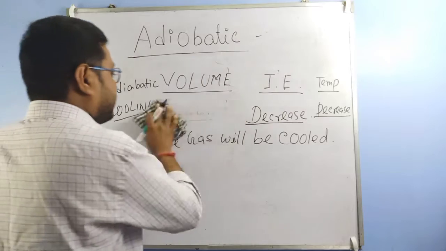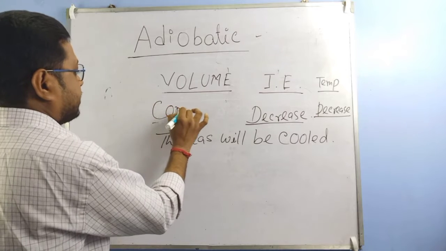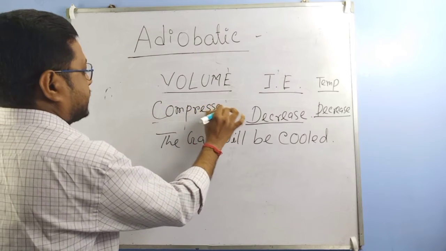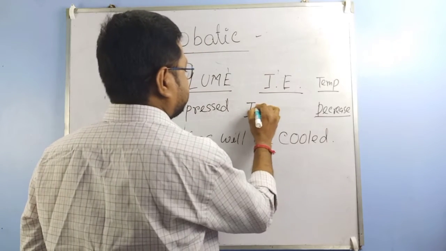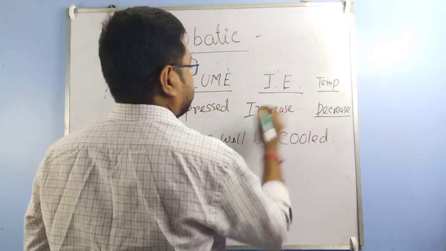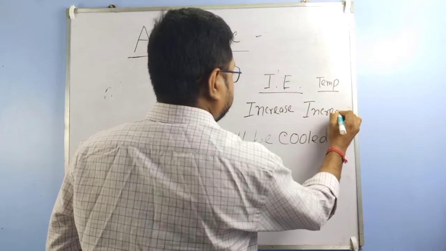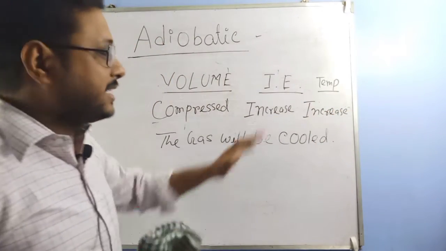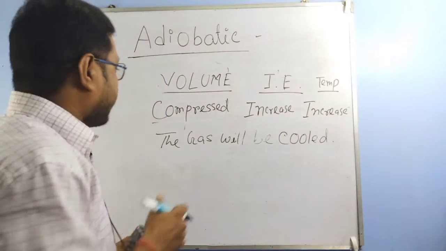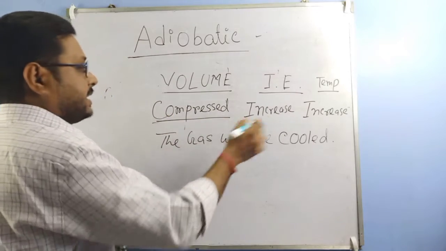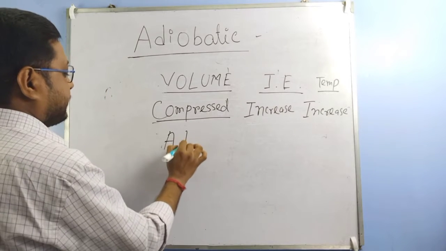The reverse phenomenon occurs when the gas is compressed. When the gas is compressed, internal energy is increased, and as a result temperature also increases. These are two friends, internal energy and temperature: if one increases the other also increases, if one decreases the other also decreases. So when the volume of gas is compressed, internal energy increases and the temperature increases. This is called adiabatic heating.